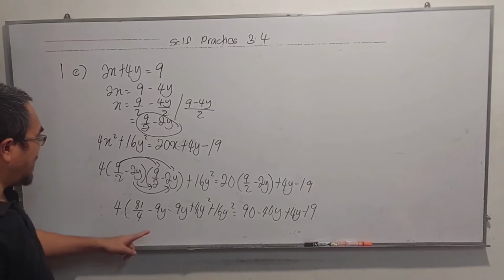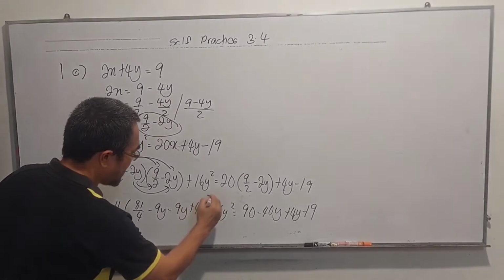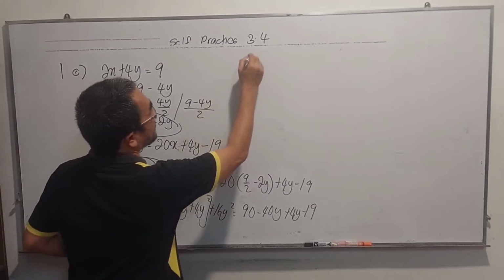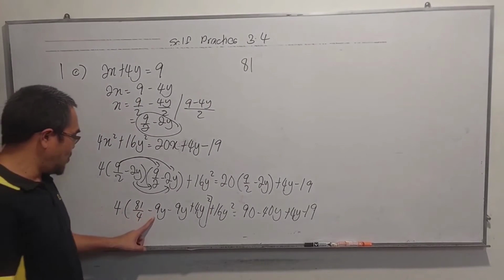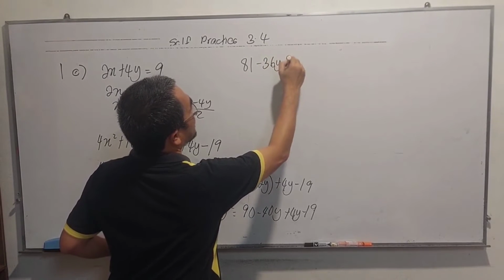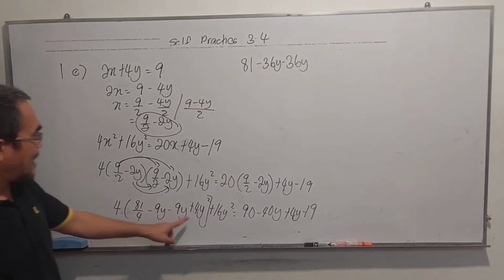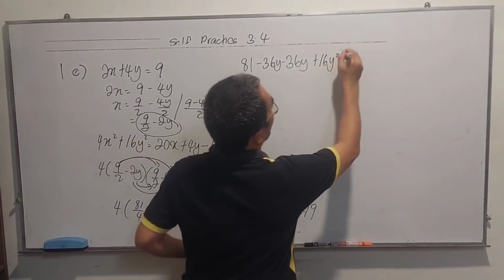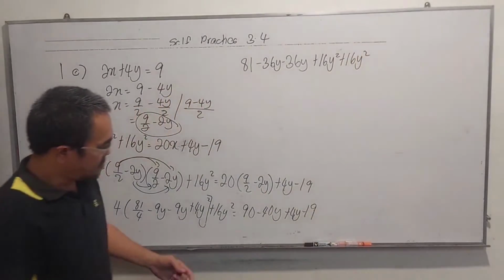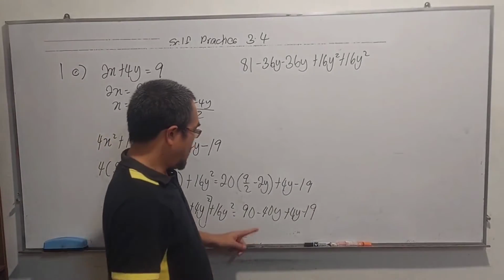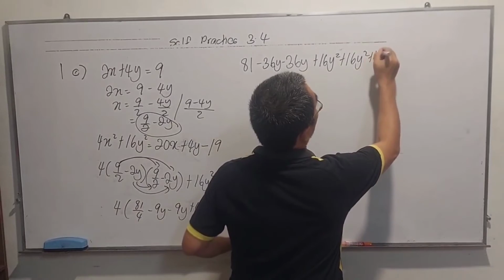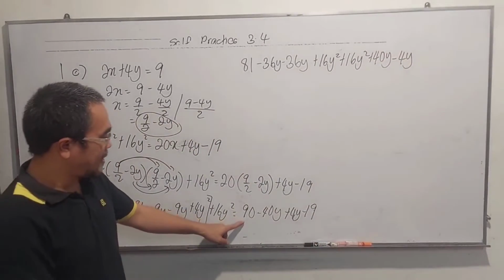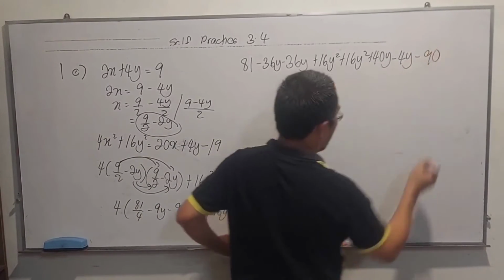Okay, I didn't put a bracket here. It's dangerous, very dangerous. Here, plus 16y squared, because you have to multiply this. 4 times 81/4 will be 81. 4 times this will be -36y twice, because multiplied like this. Then this times this will be 16y squared, then plus 16y squared. And maybe you just move everything to the other side. So -40y becomes plus 40y, minus 4y. Then what you have? Minus 19, minus 90 plus 90.